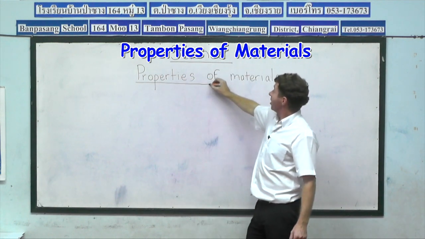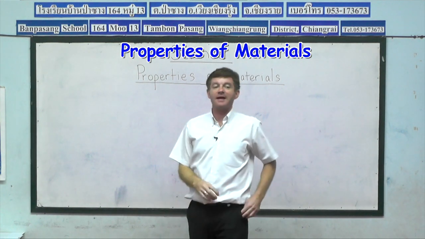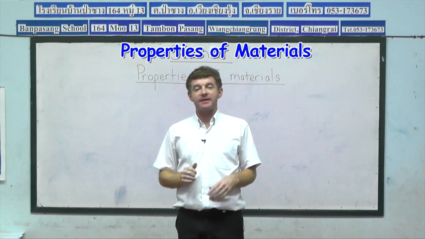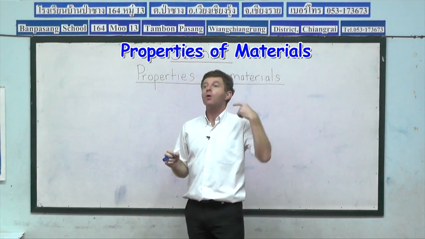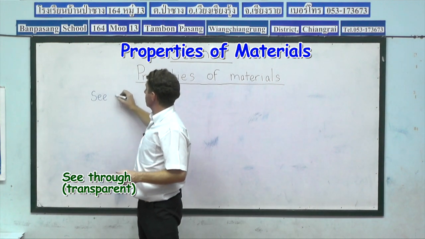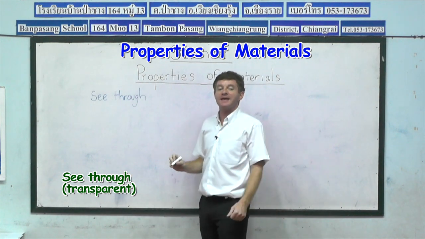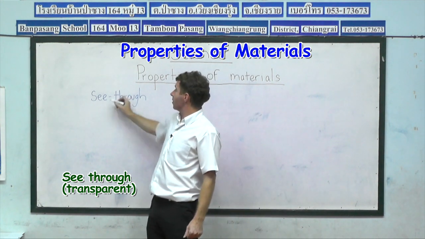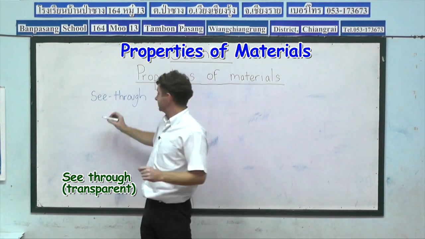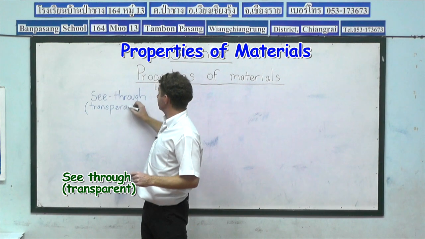So let's say that phrase all together. Properties of materials. Yes. Now, who can remember, thinking back to the last lesson, some of the different properties that we've learned already? See-through. Excellent. Yes. Some materials are see-through. We can look through them. So that is one property. See-through. Now, can anybody remember the fancy word for see-through, beginning with T? Transparent. Yes, if something is see-through, we can also say it is transparent.